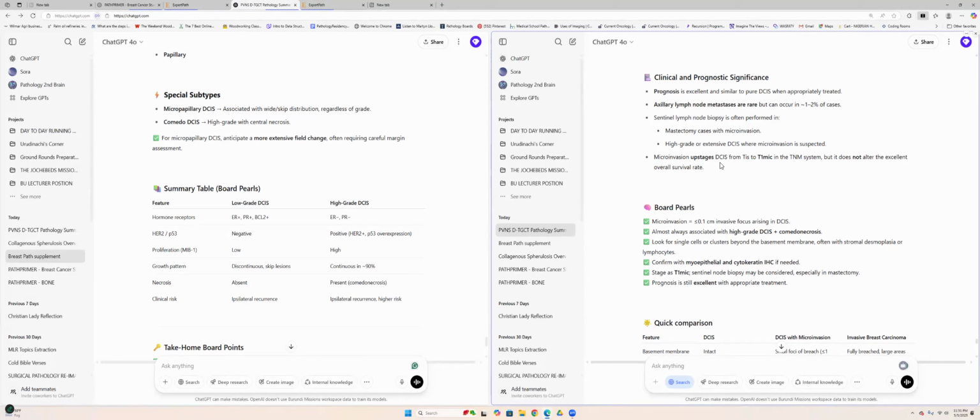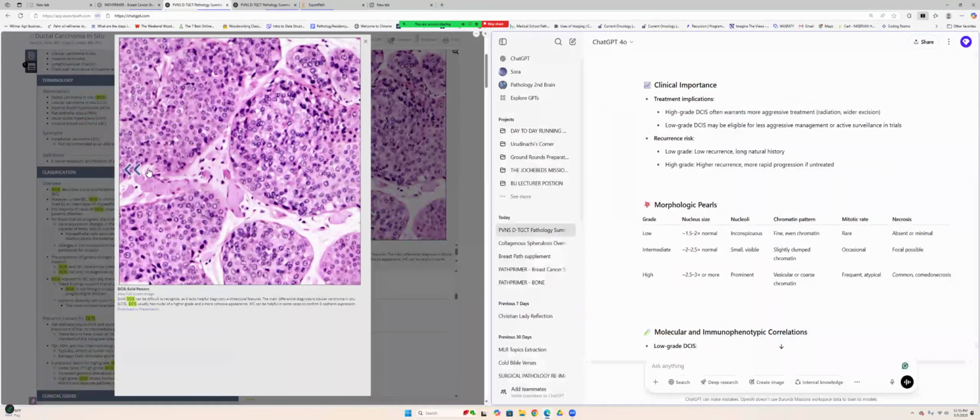There's also what is called extensive DCIS. The extent of DCIS is important. Remember, when you want to measure DCIS, you were talking about grossing. Do you know how to gross DCIS?